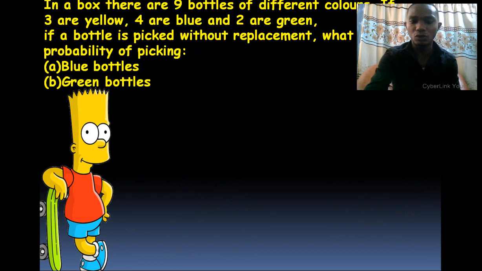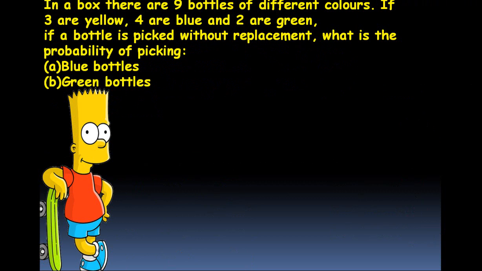Okay, now let's look at another question. In a box, there are 9 bottles of different colors. If 3 are yellow, 4 are blue, and 2 are green. If a bottle is picked without replacement, what is the probability of picking blue bottles? And the second one, what is the probability of picking green bottles?